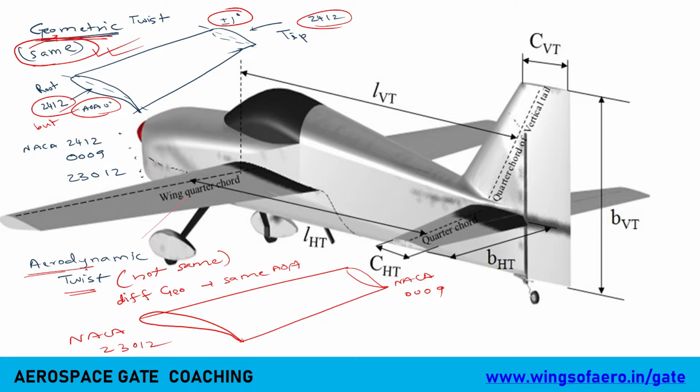Now you can expect these questions in different forms. They can give you, for the tip section this profile, for the root section this profile, so find out which among these profiles is going to be an aerodynamic twist. So you have to ensure about it.